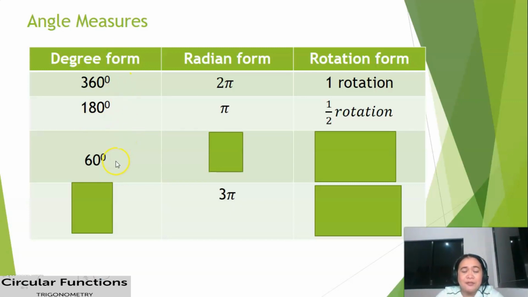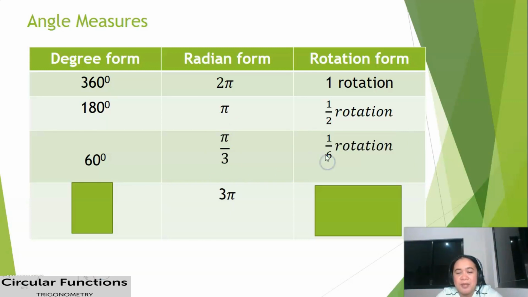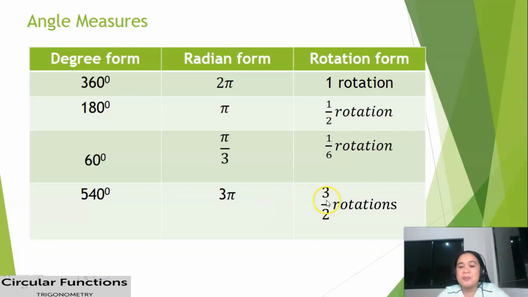Next, if the degree form is 60 degrees, then its radian form would be pi over 3, and the rotation here would be 1/6 rotation. Next, if the radian form is given as 3 pi, then the equivalent degree form would be 540 degrees, and the rotation here would be 3 halves rotation. Meaning it's 1 rotation plus half.